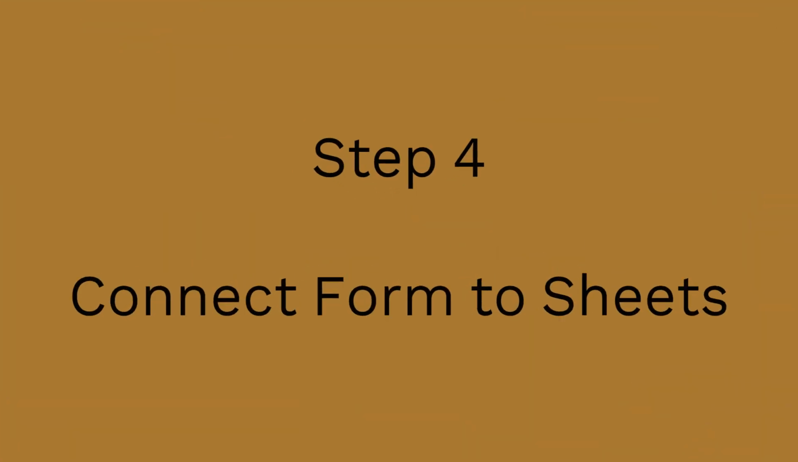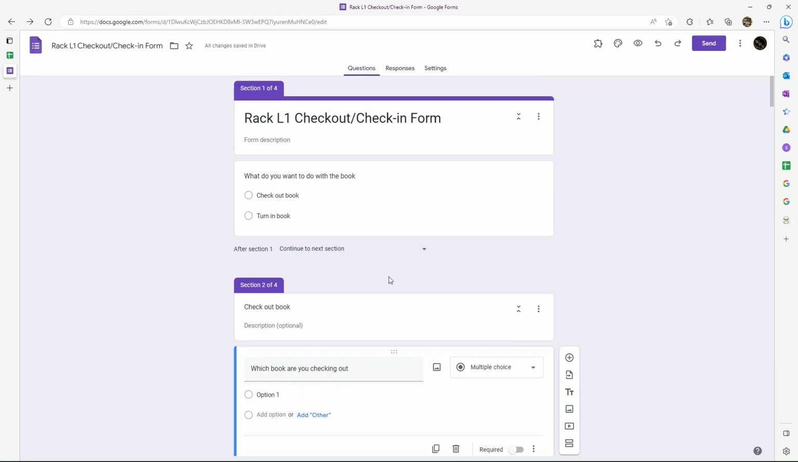Step 4. Connect form to Sheets. Now, what we want to do is tie this form to our spreadsheet in Sheets. The reason that we're doing this is that it will allow us to calculate what books have been checked out, and it will subtract those checkouts from your overall total and add the check-ins to your overall total.